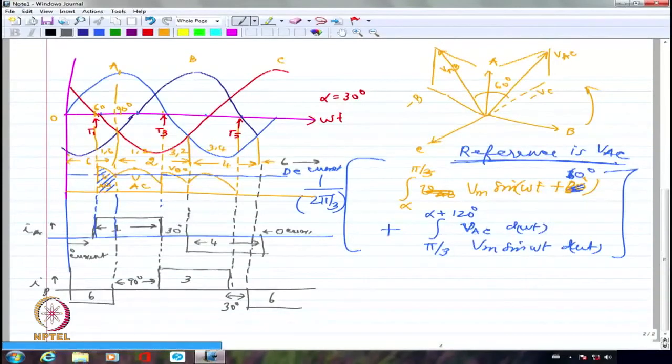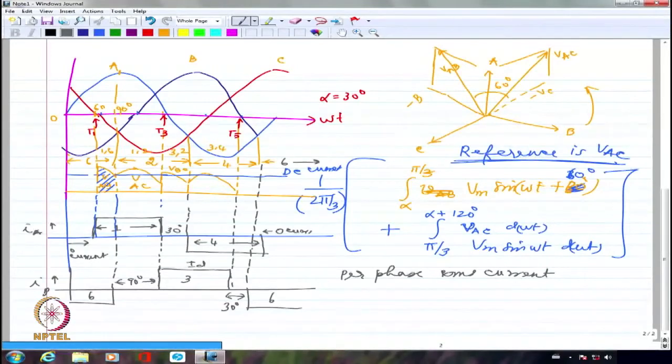So if I try to find out the RMS current, if I say this is ID per phase, if I try to calculate the RMS current, it conducts basically for 240 degrees, inclusive of positive and negative. And it doesn't conduct for 120 degrees. So it conducts for 2/3 of the duration, and it doesn't conduct for 1/3 of the duration.